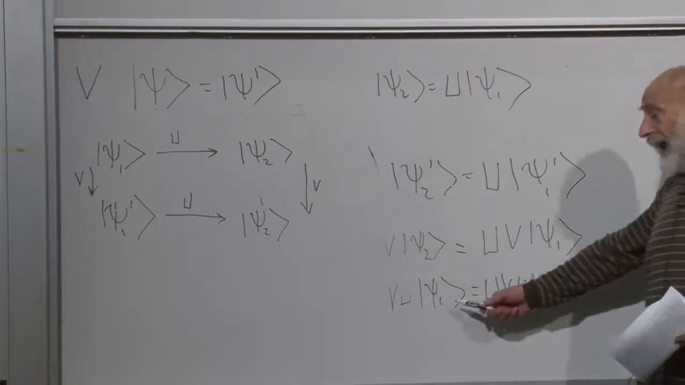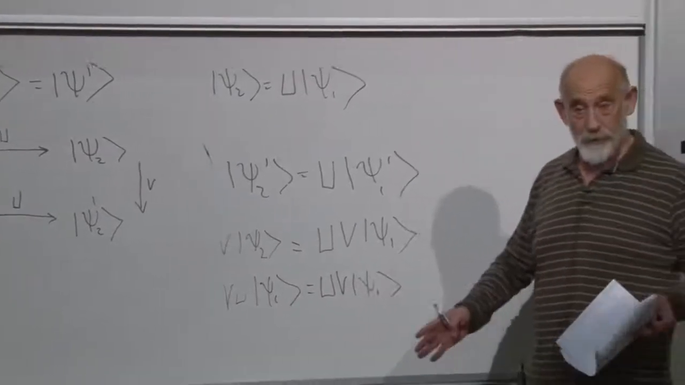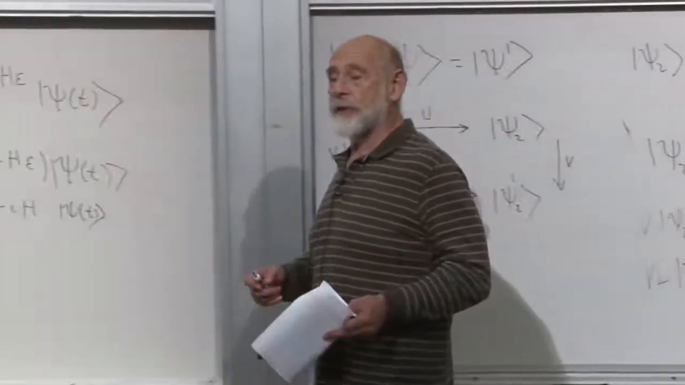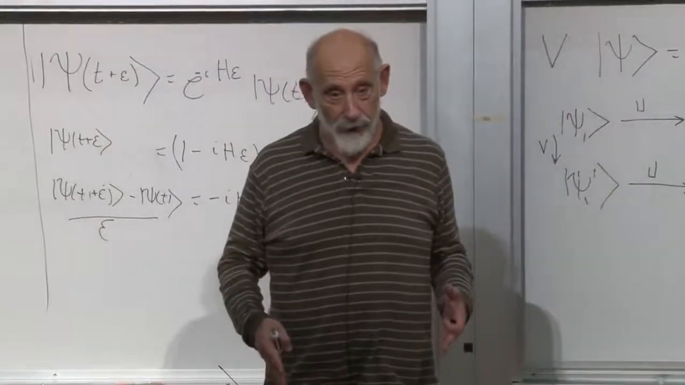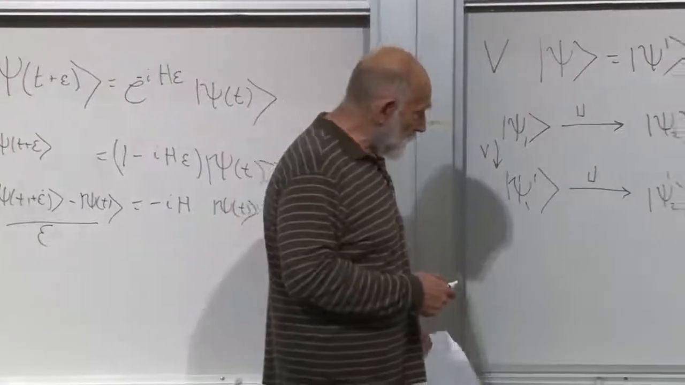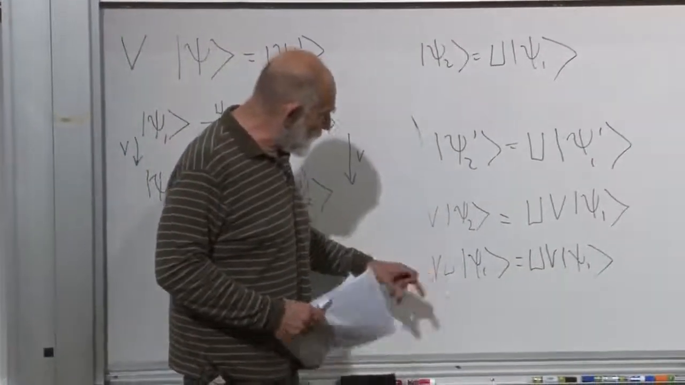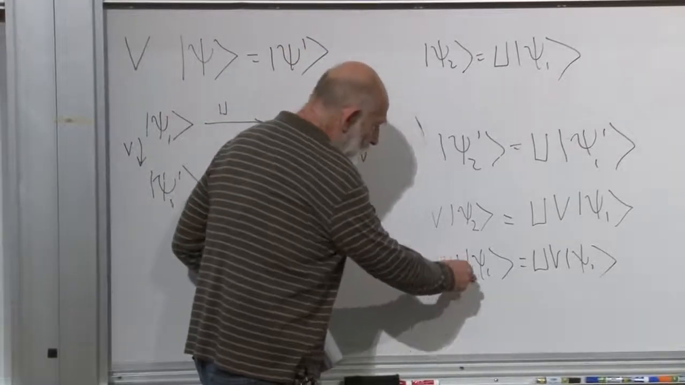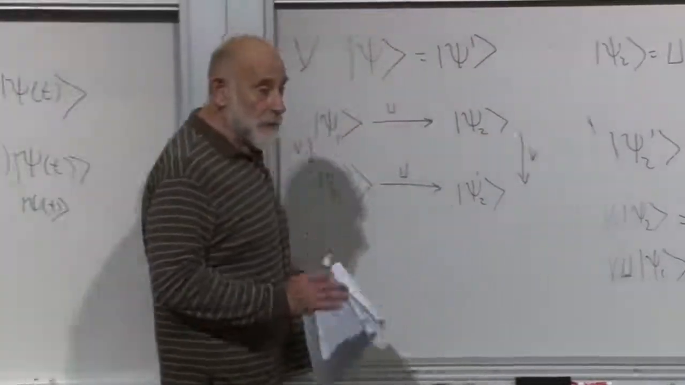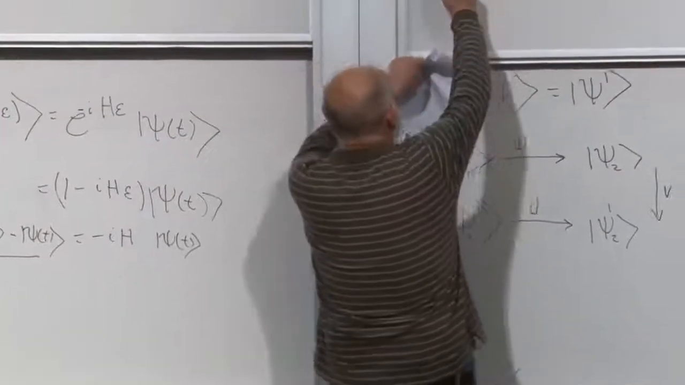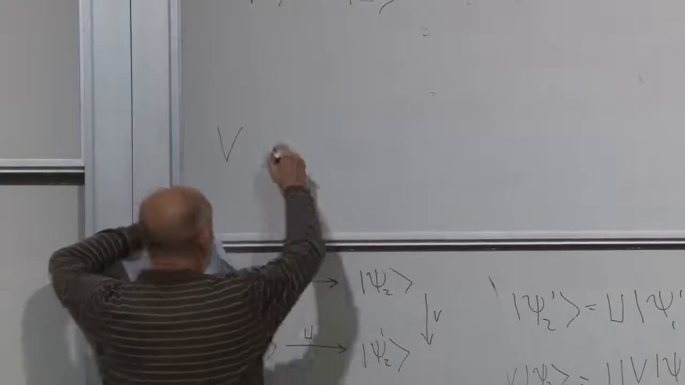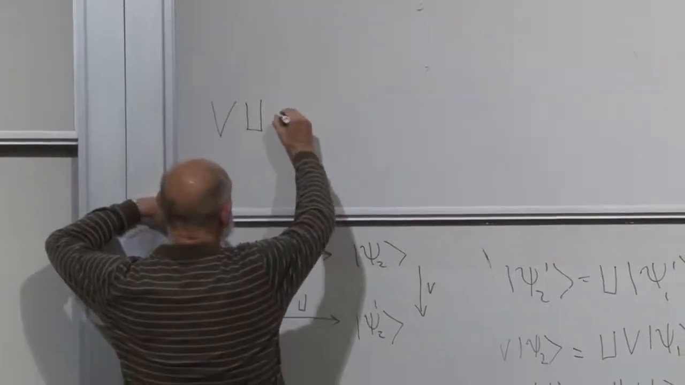This, of course, must be true for every state if it's to be a true symmetry of nature. A true symmetry of nature, rotation symmetry, for example, is not something which only applies if I'm standing vertically upright. It should apply to any particular state of the system. And so if v times u on any psi 1 is equal to u times v on any psi 1, what it says is that symmetries of nature are such, their operations, their v's, unitary operators, which commute with the time evolution operator.